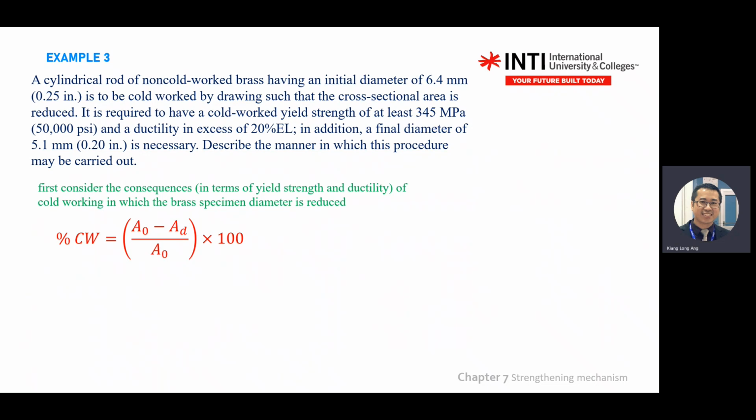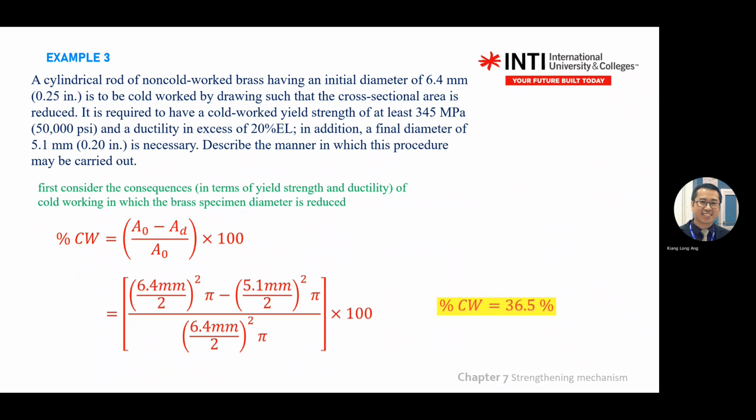The original is 6.4 mm diameter, deformed to a final diameter of 5.1, right? Remember to square your answer because it's a pi r squared equation. So you get the percentage of cold work here is 36.5%. Make sense? So you know that the whole process involved 36.5% cold work.